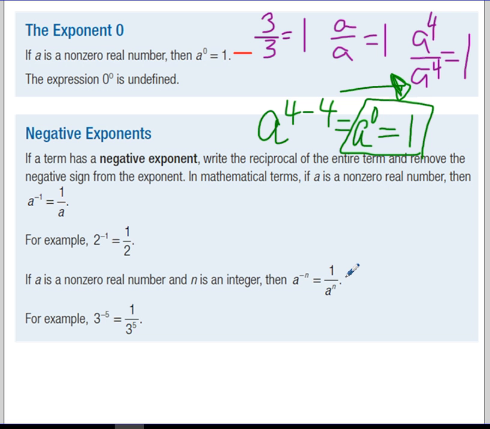Another interesting rule is dealing with negative exponents. If a term has a negative exponent, you write the reciprocal of the entire term and remove the negative sign. So reciprocal, remember, means flip, but then I always think of the negative as having done its job. You remove that negative sign. And so their example, a to the negative 1 is the same as 1 over a. Or 2 to the negative 1 is the same as 1 over 2. And again, they just drop that invisible exponent of 1 there.